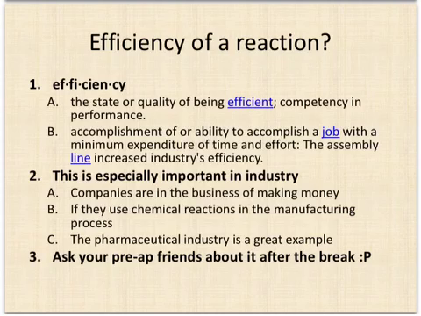These companies are in the business of making money. They want to make as much of their product as they possibly can for as little cost, meaning with as little waste as possible. A great example of one of these industries is the pharmaceutical industry, where they are using chemical reactions to make their drugs. They want to make as much of the drug as they possibly can for as little cost. So they use the efficiency of a reaction to really measure how good their processes are for making these drugs.